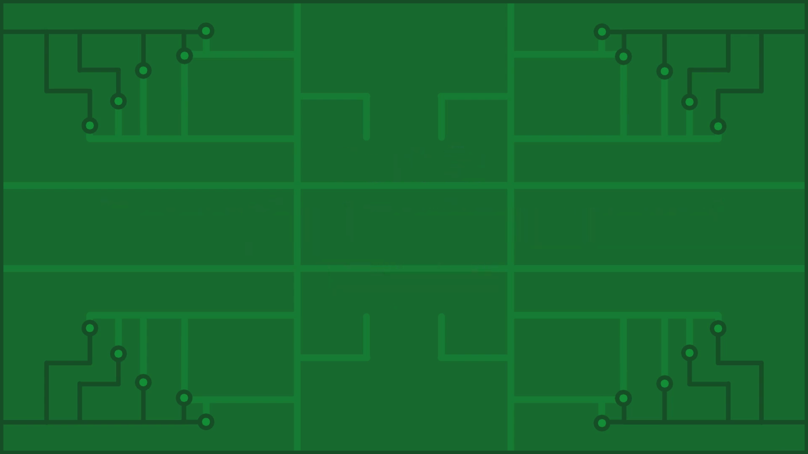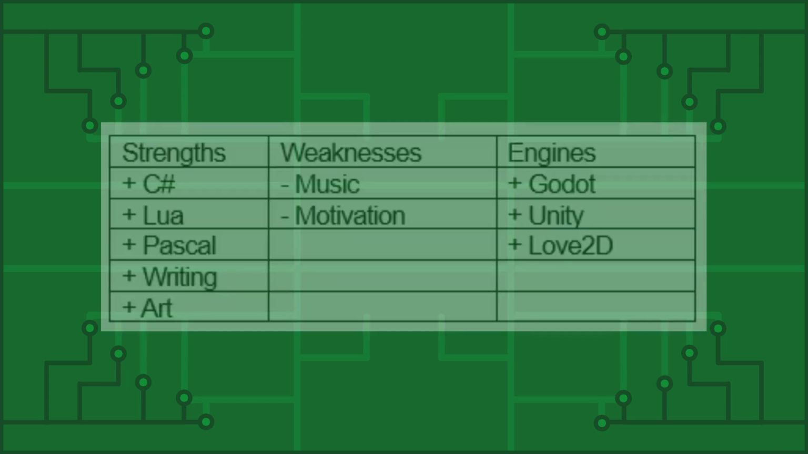Now, let's begin. First, draw a table with 3 columns. Title each column from left to right with the titles Strengths, Weaknesses, and Engines respectively. Fill the columns in with what you believe could be relevant to making a game, like the ability to write code in a certain language, or the ability to create art or music, or the quality of your writing. Here is mine as an example.